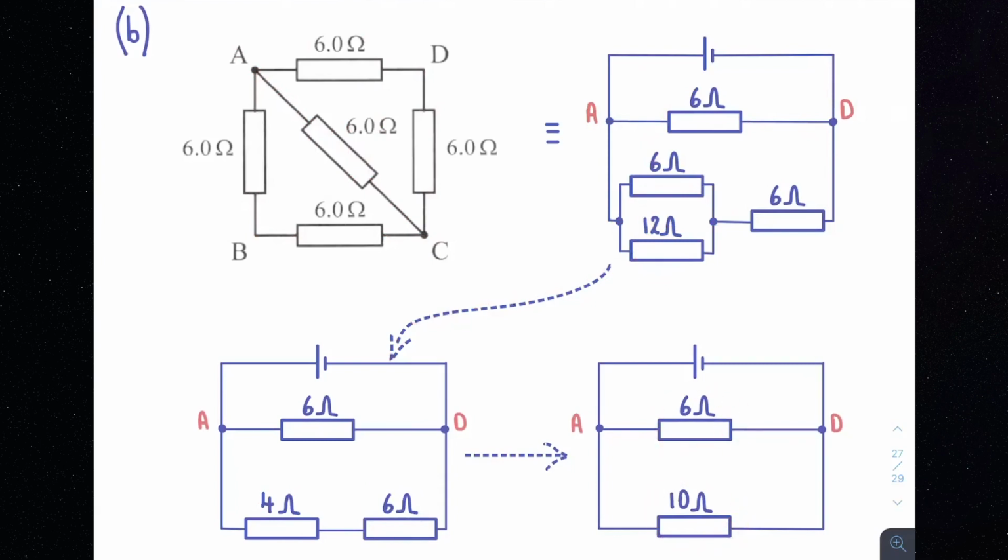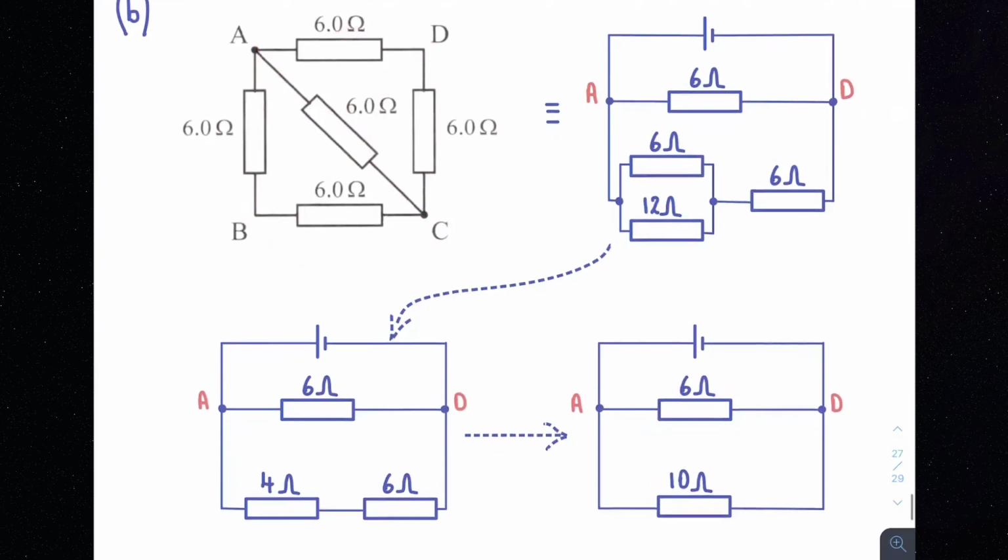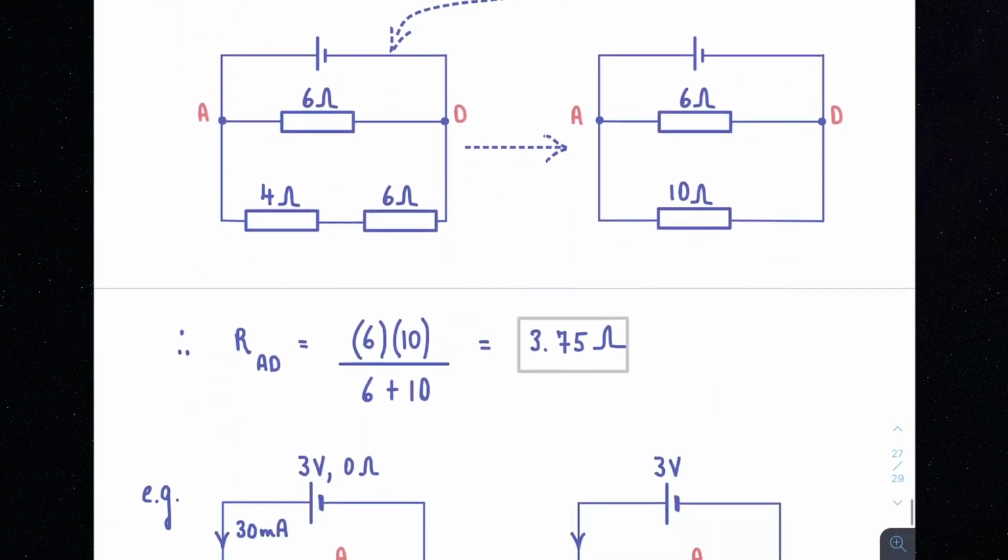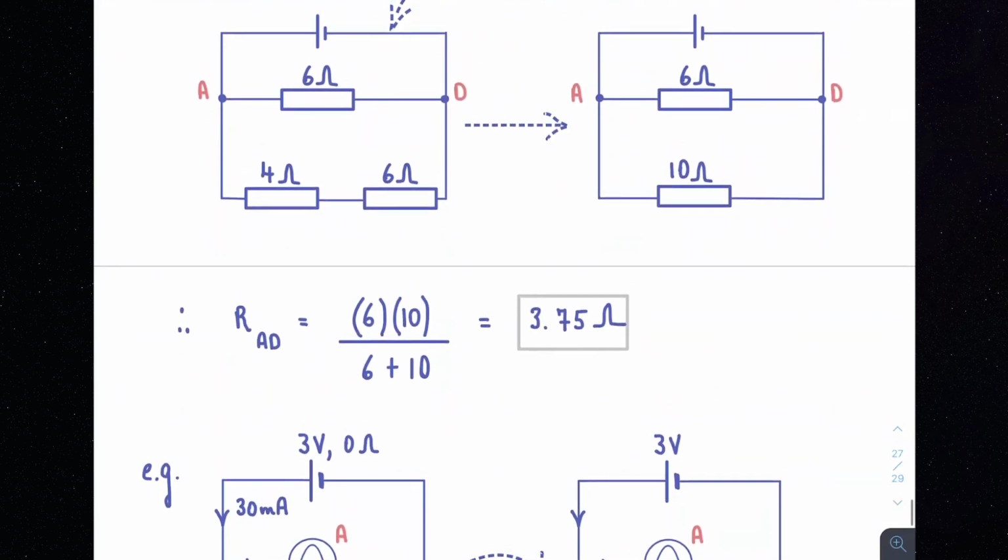So I've reduced this rather complex resistor network to simply a couple of resistors in parallel, which I can simply add using this result, which we've seen before. When having two resistors in parallel, it is simply product on sum. So 10 times 6 on 10 plus 6, which gives me 3.75 ohms.